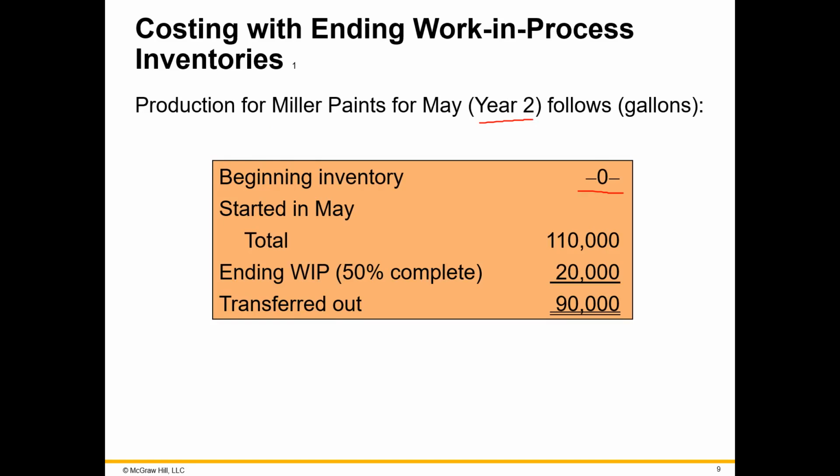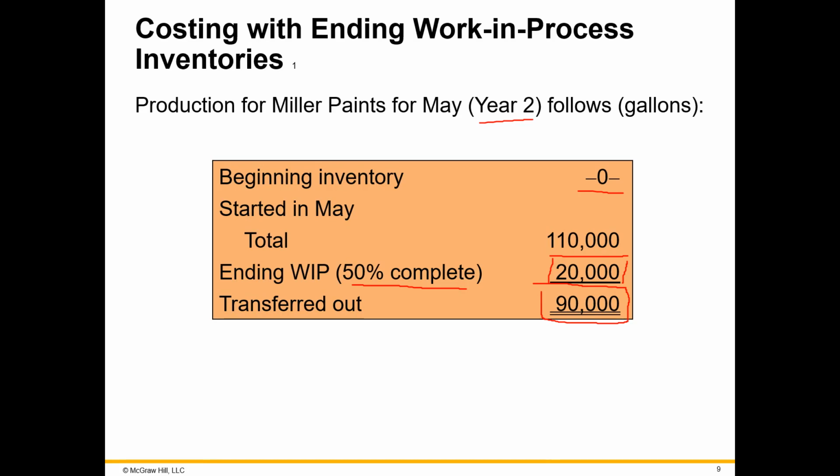But here's a curveball. We started 100,000 gallons of paint for this month, but our ending work in process had 20,000 gallons. So we know that we started 110,000 gallons and 20,000 of those were not complete. They were only 50% complete. So that means that we must have finished 90,000, because if we started 110 and we still have 20,000 gallons sitting in work in process, that means that the other 90,000 must have been complete.